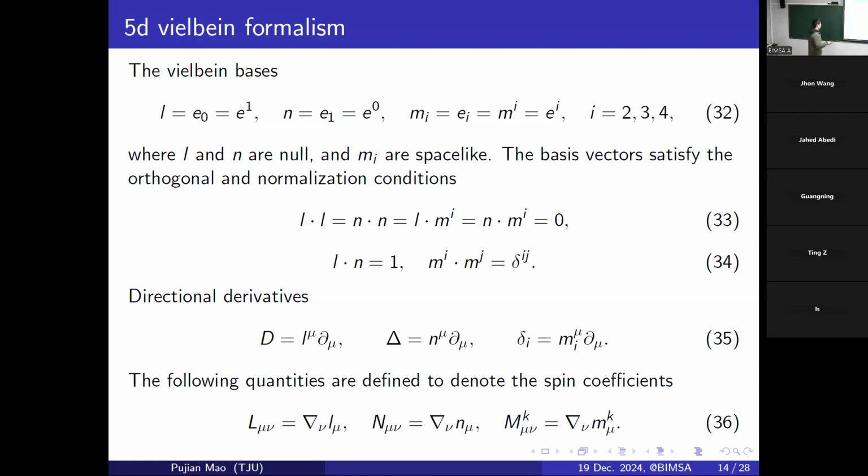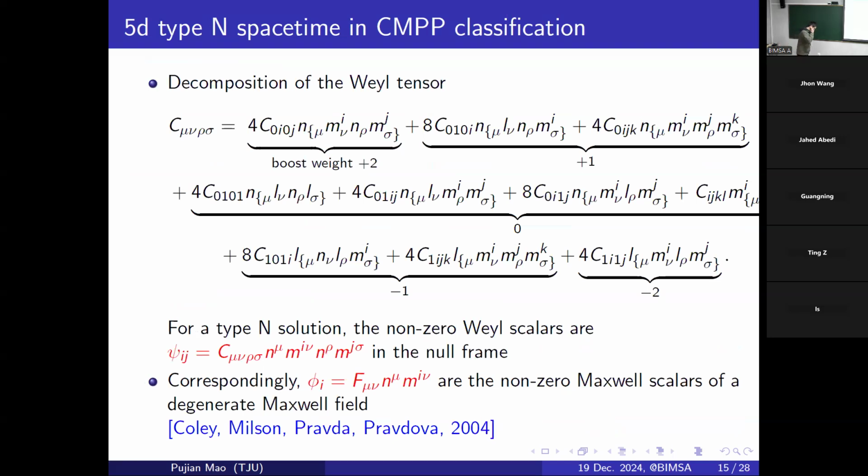And then we introduce some directional derivatives in this way: D associated to L, capital delta associated to N, and then the small delta i associated to M_i. Here you have 3 space-like vectors. Also, there are some notations about work in the following pages. The spin coefficients associated to L, N, and M are the capital ones: capital L, capital N, capital M. Okay.